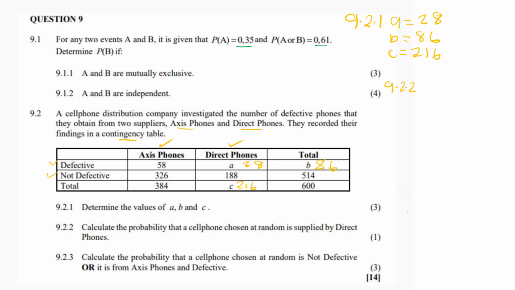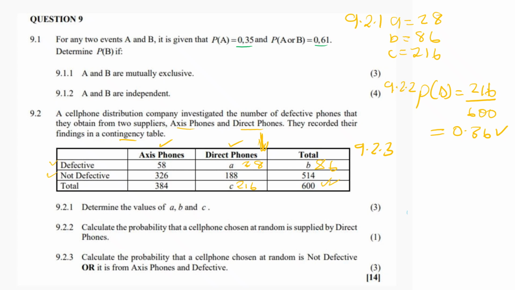9.2.2. Calculate the probability that a cell phone chosen at random is supplied by Direct Phones. For the probability that it is supplied by Direct Phones, the Direct Phones is C. These are the Direct Phones. It is C. Therefore the probability is equal to 216, over the total of all things, which is 600. So the probability that a cell phone chosen at random is supplied by Direct Phones is equal to 0.36. Very good.